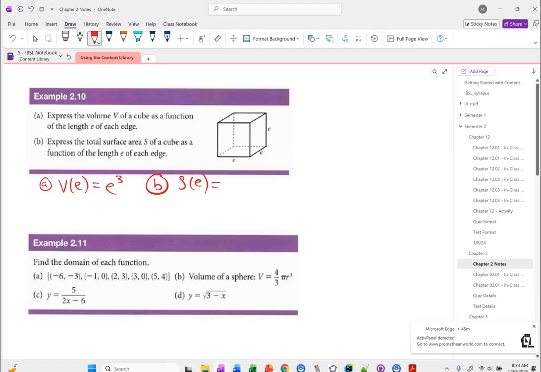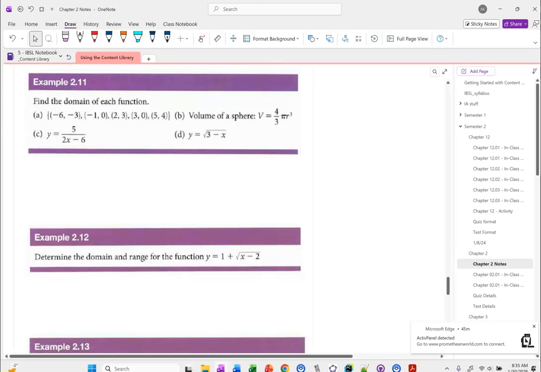Everybody good? What's the area for one face of this cube? E squared. So my surface area is 6E squared. Everybody okay? Can we write a function from a description? Usually that's not too hard. All right, let's do some domains.